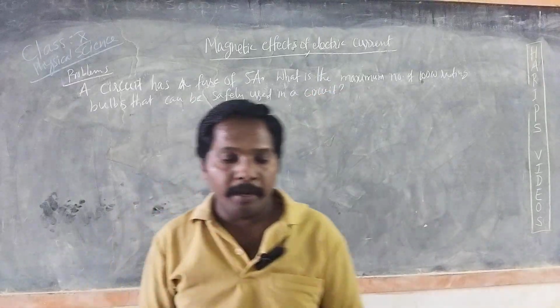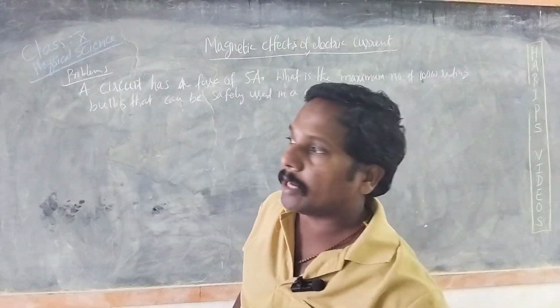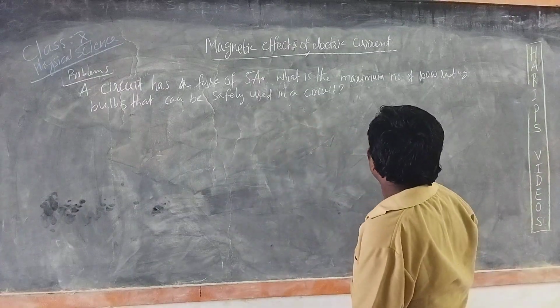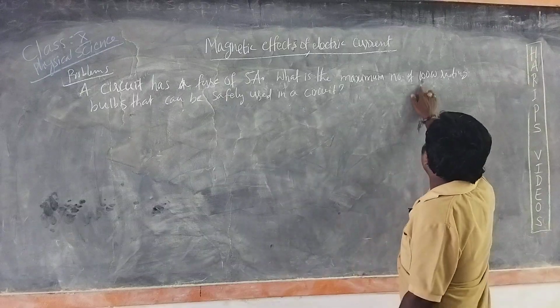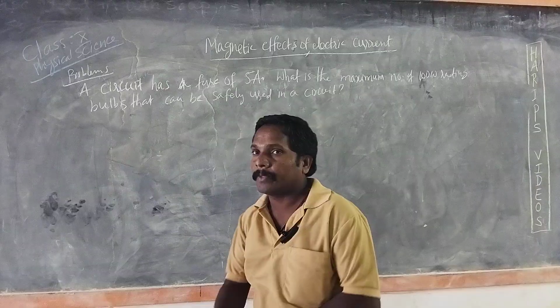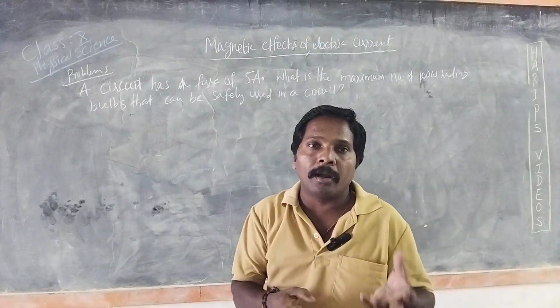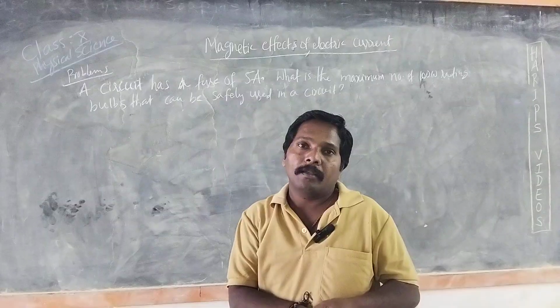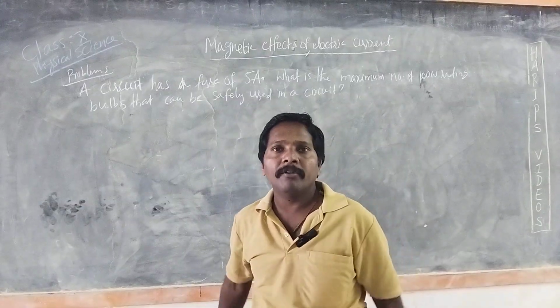How many bulbs? A circuit has a fuse wire of 5 ampere. What is the maximum number of 100 watt rating bulbs that can be safely used? How many 100 watt bulbs can be used in the circuit if we connect a 5 ampere fuse wire?